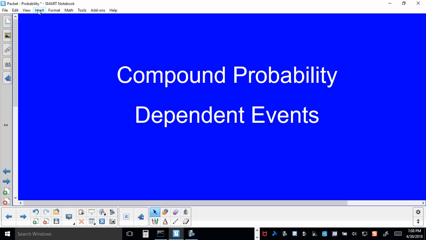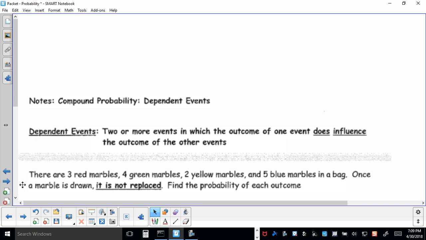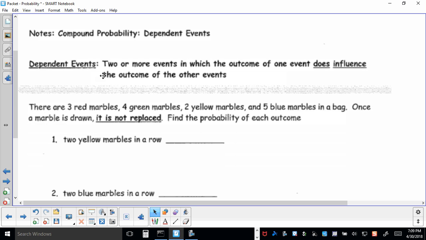In this lesson, we'll be calculating the probability of dependent events. Compound probabilities with dependent events, which means there'll be more than one event taking place, and the second one depends upon the first. All right. A dependent event is two or more events in which the outcome of one event does influence the outcome of the other events.